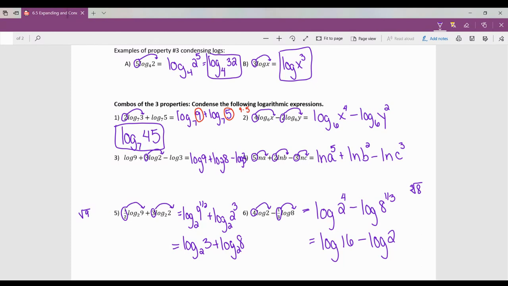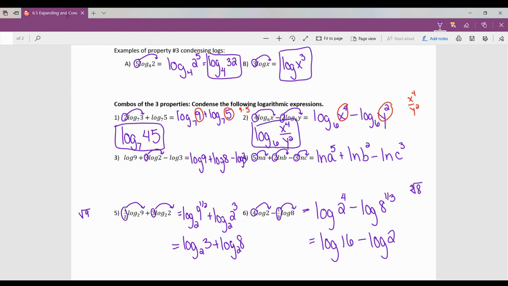All right, for the next one, we've got log base 6. And now what I do with this is when I have subtraction, I take these two things that I'm subtracting and I'm going to divide them. So it's going to be x to the 4th over y squared. Well, I can't simplify that, so I just write it down. X to the 4th over y squared. Final answer.